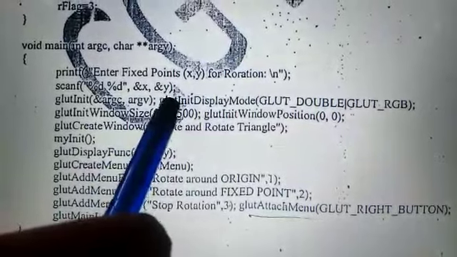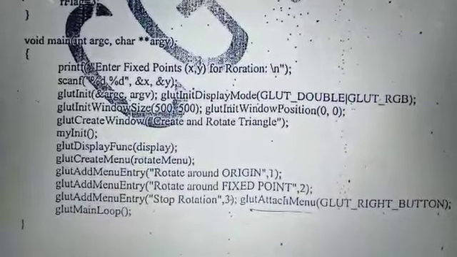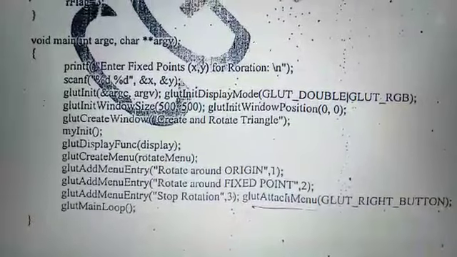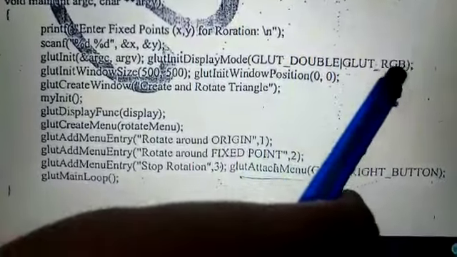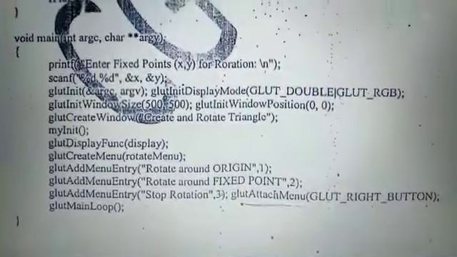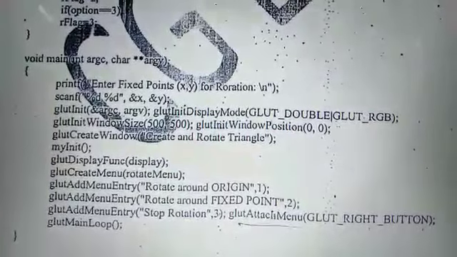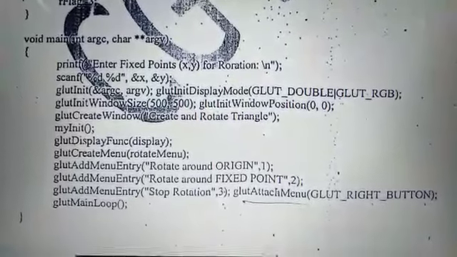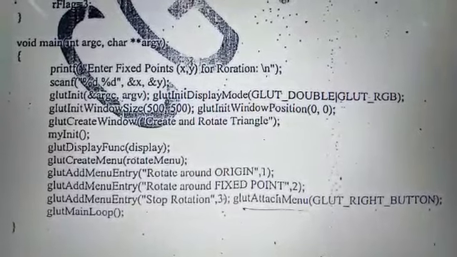Then glutInitDisplayMode. In display mode we mainly define the buffer as well as the color model. So we have taken GLUT_DOUBLE buffer, then GLUT_RGB, which is the color model. Then glutInitWindowSize. The window size we are providing for the display as 500, 500, which is once again user defined. You can change it as you require.